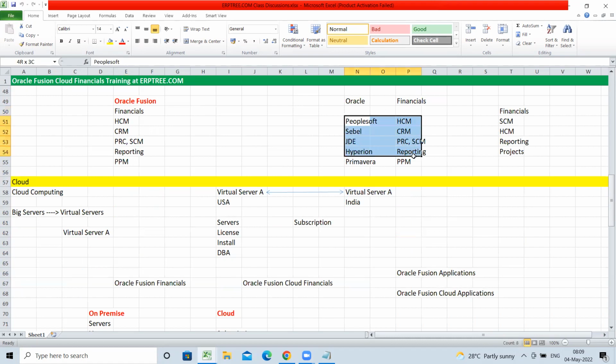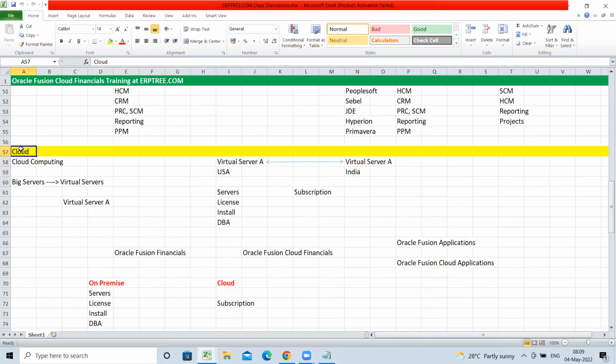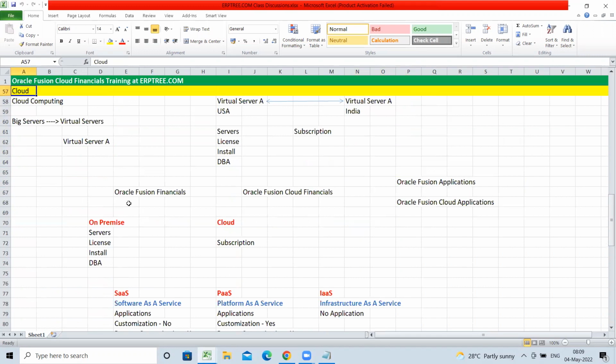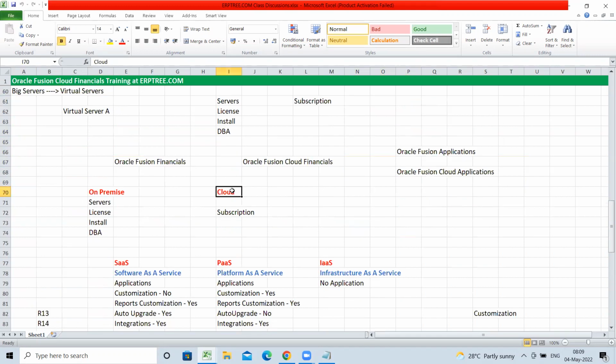Here you can see that from each ERP, the best solution they selected and they built a product called Oracle Fusion. And what is the meaning of cloud we discussed, and what is the difference between on-premise and cloud? These points also we just discussed.